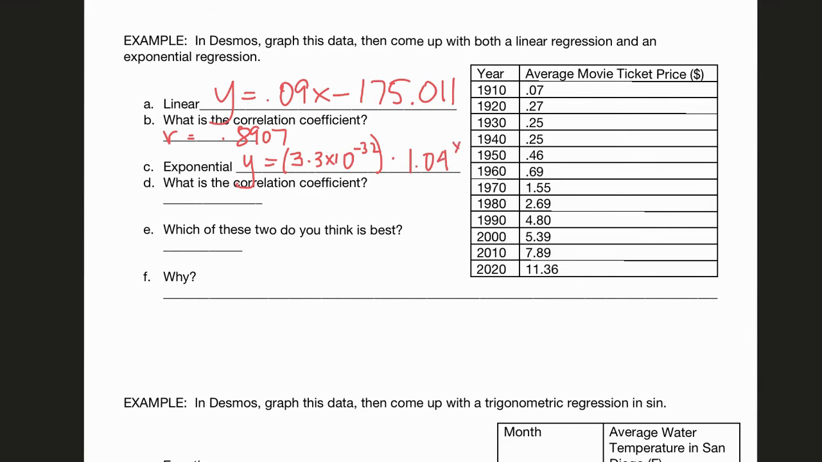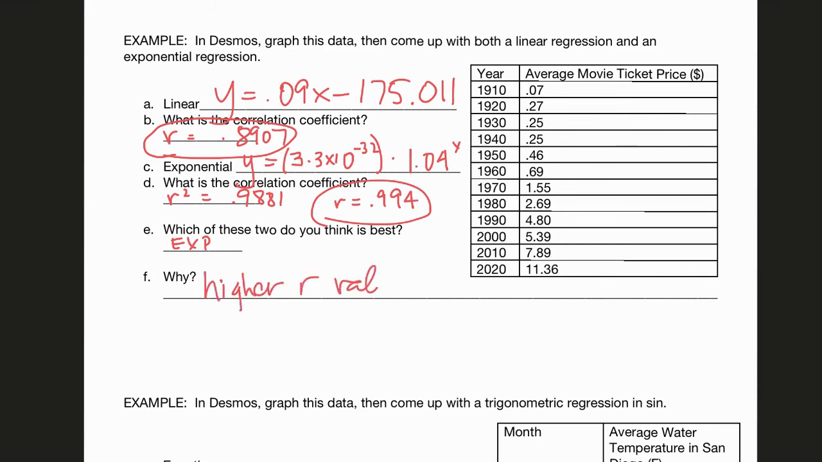In this case, the correlation coefficient is given in r squared, 0.9881. If you took the square root of that, you would get that r is 0.994. It's a little easier to compare which is better or worse if they're both in terms of r or both in terms of r squared. In this case, I would say that the exponential is the better fit, and it's because it has a higher r value.